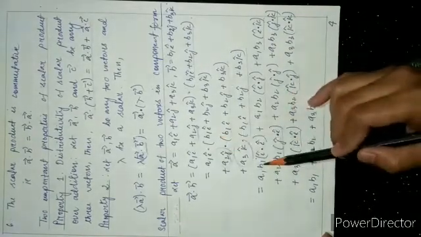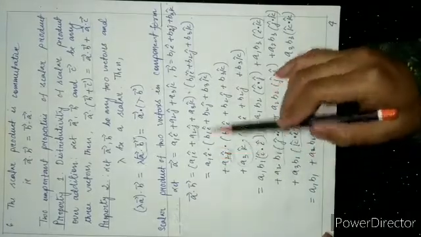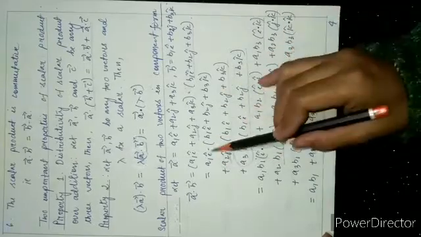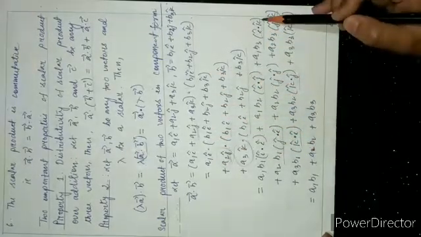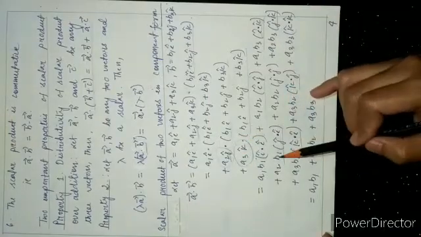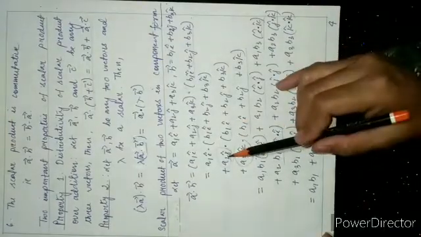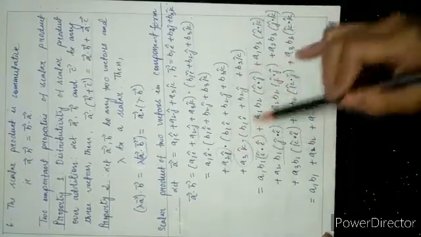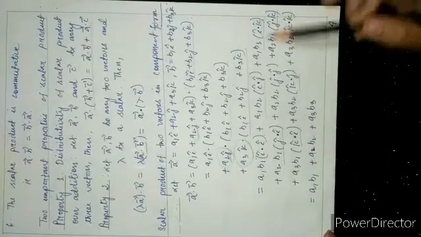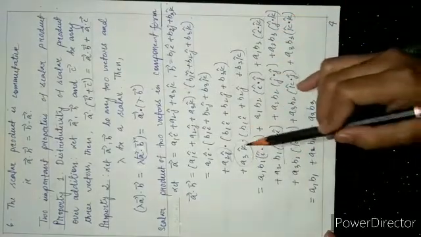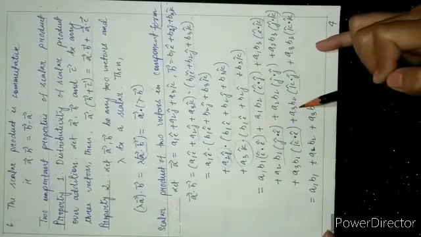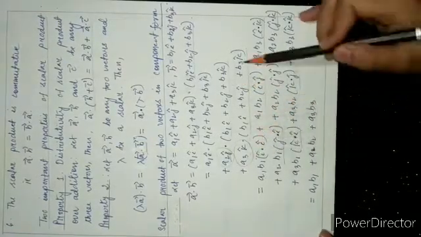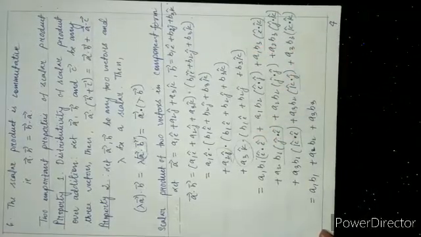a1 b1 real number i dot i, a1 b2 i dot j, a1 b3 i dot k. Next a2 b1 j dot i, a2 b2 j dot j, a2 b3 j dot k. Last a3 b1 k dot i, a3 b2 k dot j, a3 b3 k dot k.